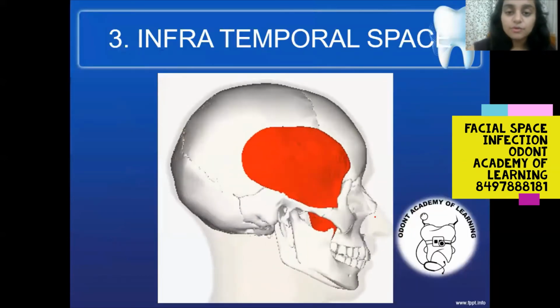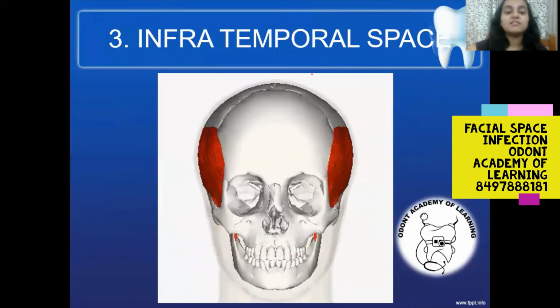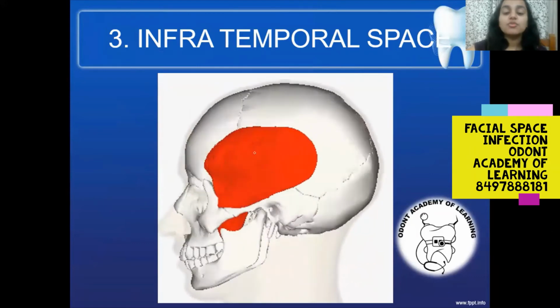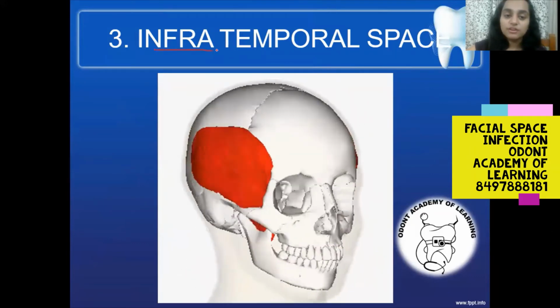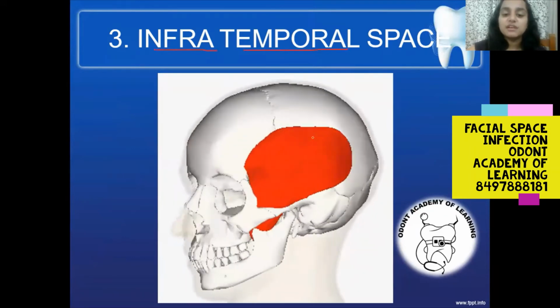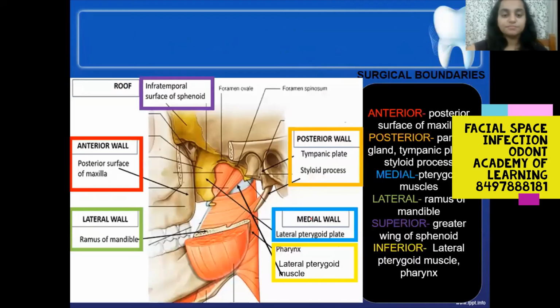Now, the third and the last primary space of the maxilla is the infratemporal space infection. So, infratemporal, as already explained, is below the temporal region. So this is the temporal region, the inferior aspect of it.